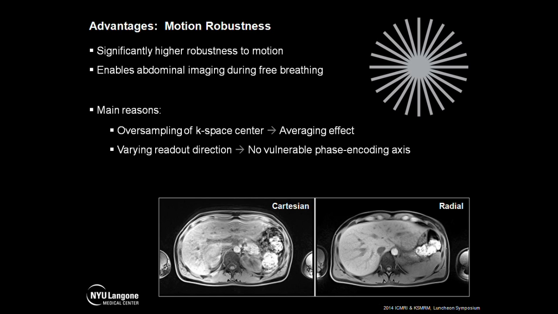So radial sampling is much more robust to motion artifacts. And there are two reasons why it is more robust. The first reason is that we have an oversampling of the K-space center, and this has a motion averaging effect. And the second reason is that we have different readout directions. So there's no direction where all spatial information is just encoded using phase offsets. And as you probably know, phase encoding is very sensitive to phase distortions and to motion. And in this case, we do not have a phase encoding axis.